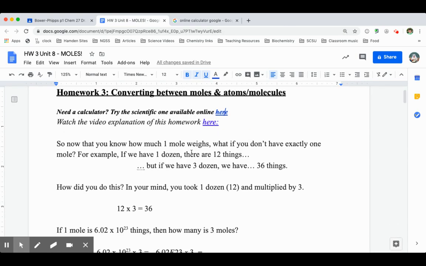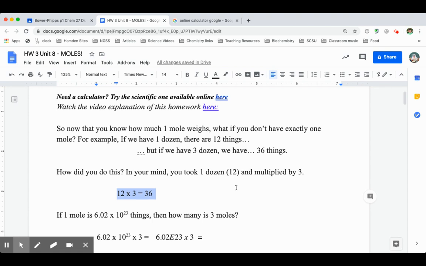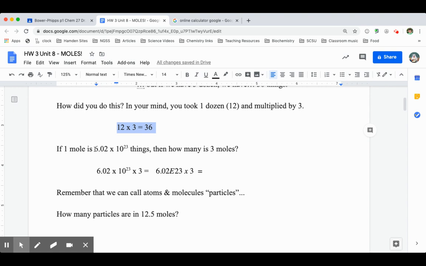In the last one, we figured out how much 1 mole weighs in grams, but what if we don't exactly have 1 mole? For example, if we have 1 dozen of things, then we have 12 things, and if we have 3 dozen, then we have 36 things. You probably could do that in your head, right? A dozen means 12, and you multiplied it by 3 to get 3 dozen. 12 times 3 equals 36. Piece of cake.